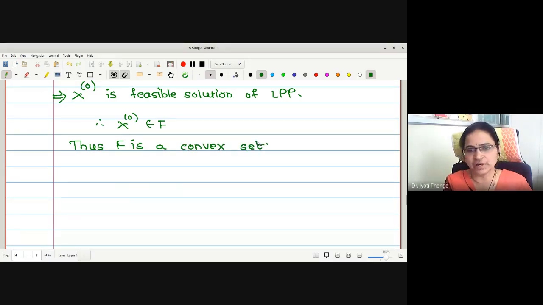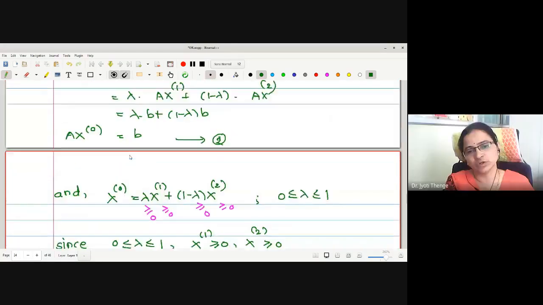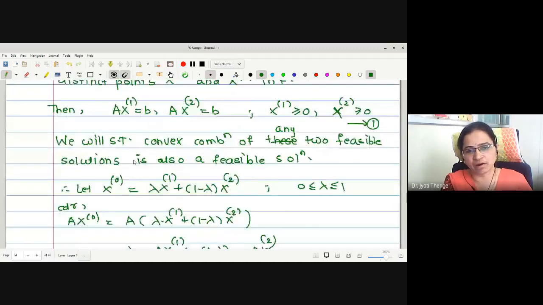Is there any difficulty up to this? It is a convex set. If you have a difficulty, you can ask. No, ma'am. Good. Now we will prove the second part of the theorem.